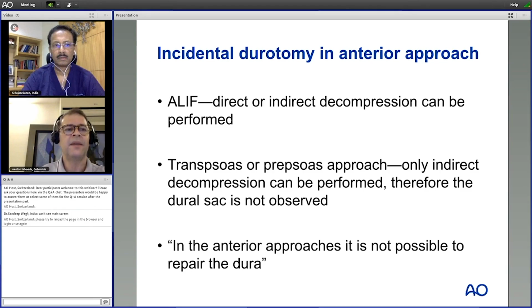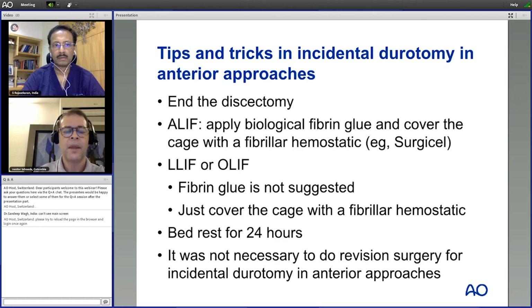In these cases, in the anterior lumbar approach, it's not always possible to do a direct repair of the dura mater. In this case, in the ALIF, we can perform direct or indirect decompression. However, in the transpsoas or prepsoas lateral approach, the decompression is only indirect, and we don't visualize the dura. So we don't know the point of the incidental durotomy, except if you have an endoscope at this moment in the surgery.